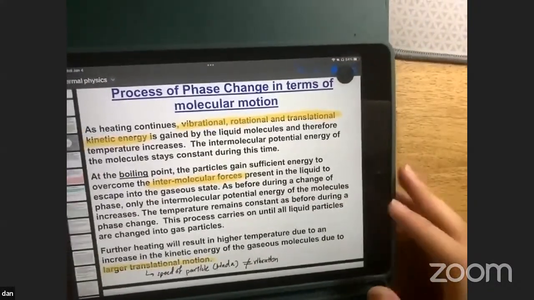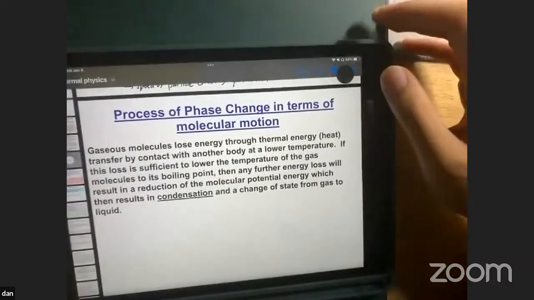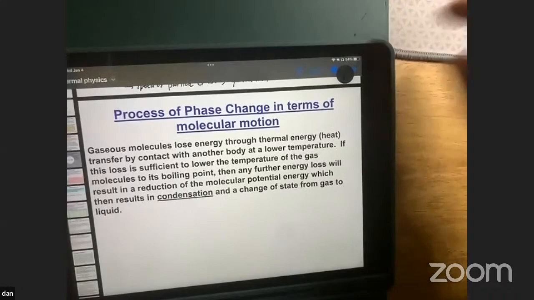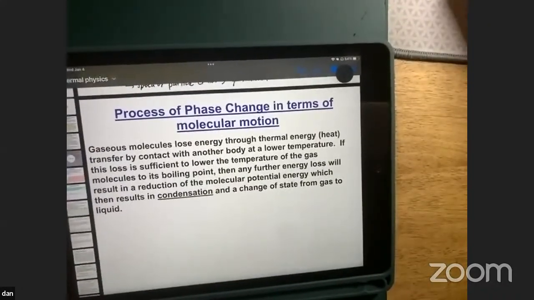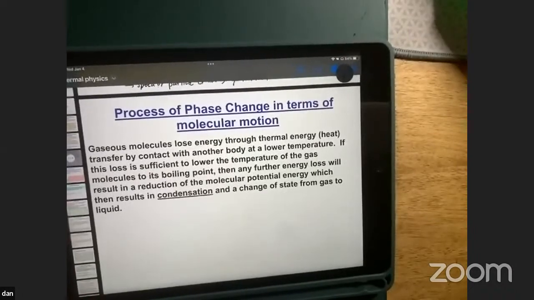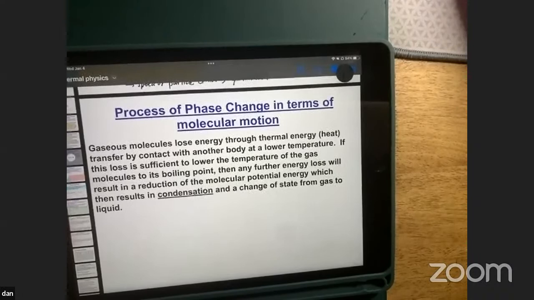Right. Yeah. Okay, right. So yeah, this is just the process of phase change. This seems like a reverse, right, from the previous page.